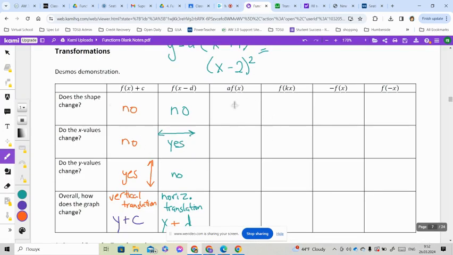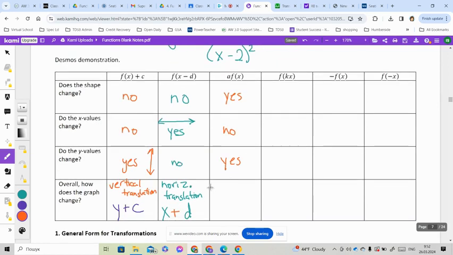So does the shape change for a? Yep. Do the x values change? That's a bit of a tricky one to say, but I'm going to say no. Do the y values change as we're stretching it up? Yes, right? That's kind of like with the parabola, we had the step pattern, and the step pattern made the y values change.